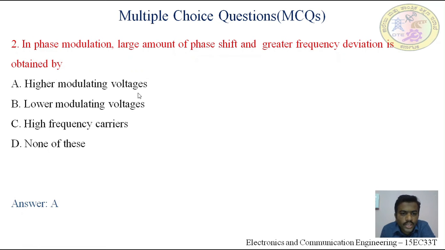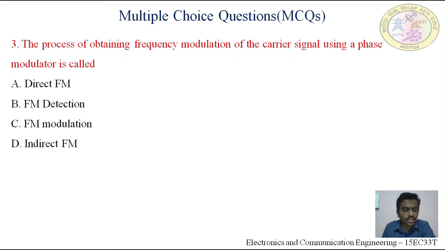Higher modulating voltages. Third question: the process of obtaining frequency modulation of the carrier signal using a phase modulator is called options: A. Direct FM, B. FM detection, C. FM modulation, D. Indirect FM. In indirect FM, we make use of the phase modulator to obtain frequency modulation of the carrier signal. The answer for this question is D.